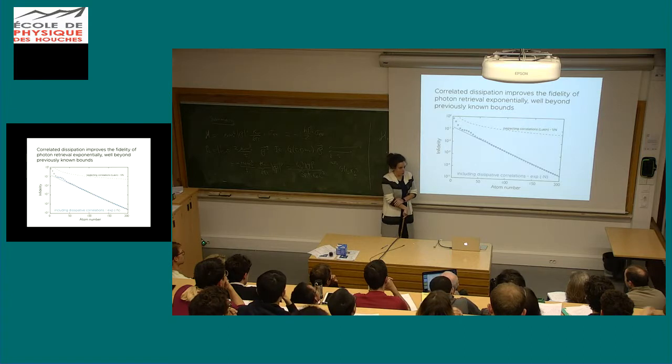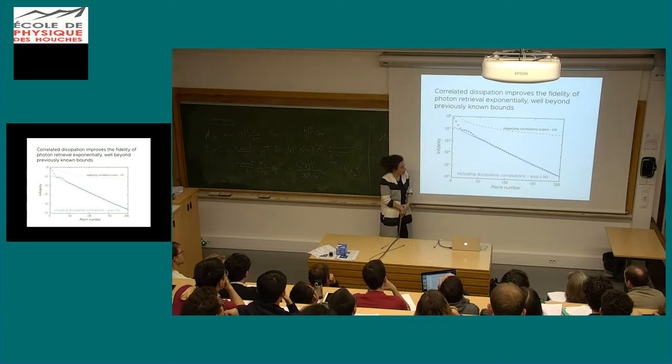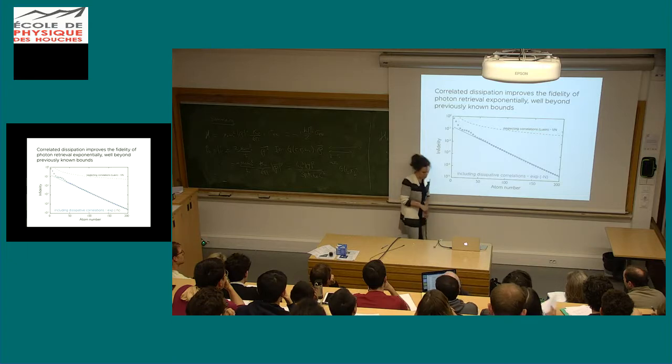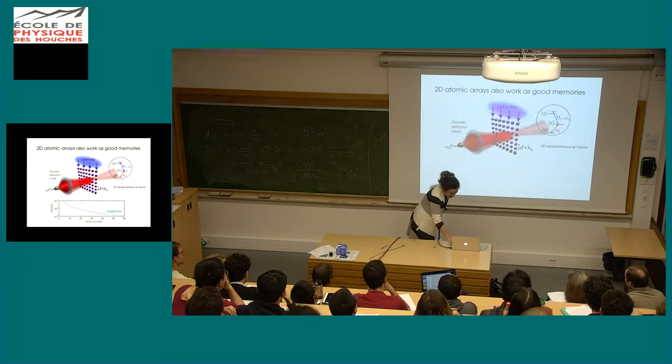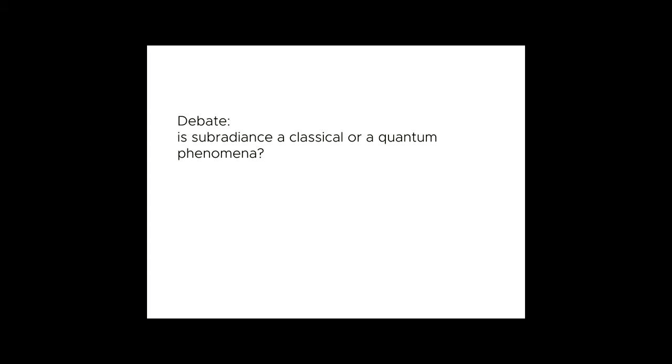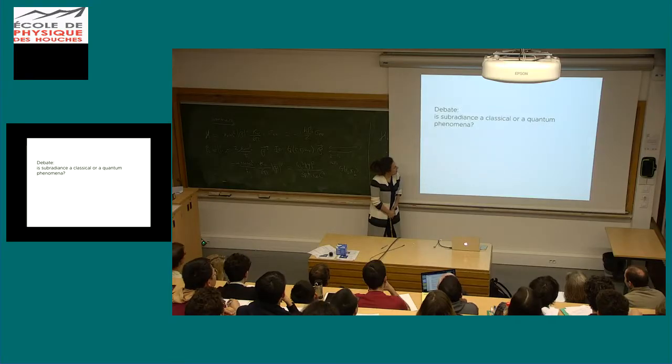So this means that if you use, for instance, Antoine's arrays as light matter interfaces, you can improve protocols way beyond known error bounds. And then there is a lot of exciting physics that one can do. And so with this, I think I'm very close to the end. I just wanted to have a final slide to, I don't know, start some controversy.